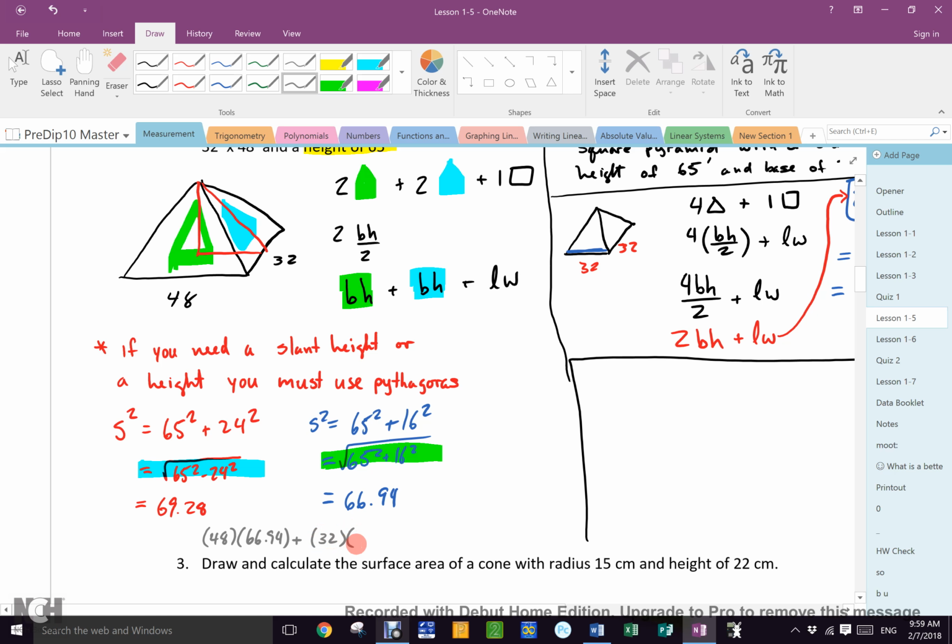32. And what's the blue slant height? 0.28 plus length times width of the rectangle. What's that? 32 by 48. And then we're going to add it all up. Is everybody cool? Please notice, once again, is the math getting more difficult? No. Is the math getting longer?